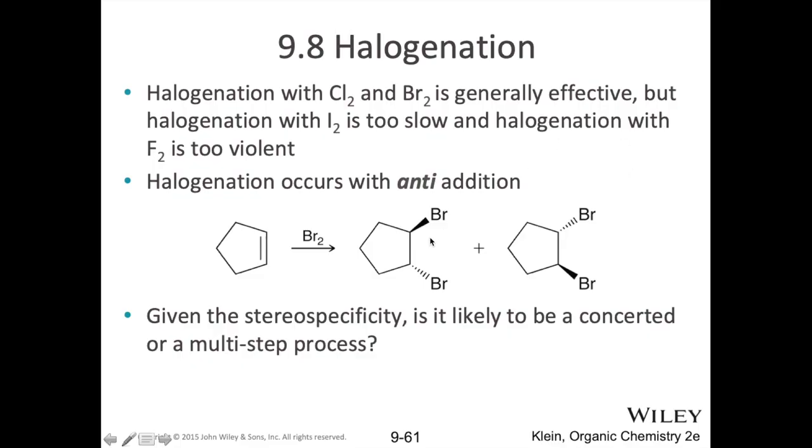But as I said, this is going to be an anti-addition. We're going to see that our bromines, if they are locked into place like this, like with our cyclic compound here, are going to be trans to each other. Of course, there are two options for that. So something to keep in mind.